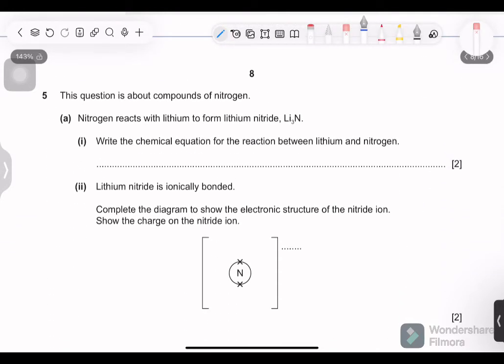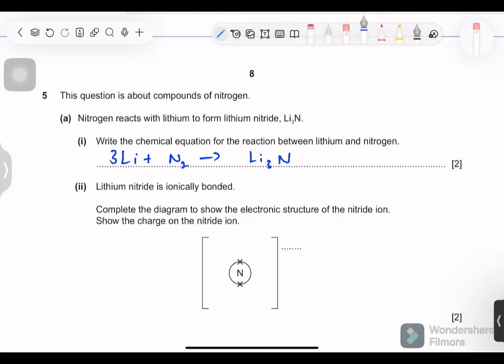This question is about compounds of nitrogen. Nitrogen reacts with lithium to form lithium nitride. Write the chemical equation for the reaction between lithium and nitrogen. So lithium is in group 1, nitrogen is in group 5. Lithium plus nitrogen will be lithium nitride, and they've given the formula, so no need to worry about the formula. Just the balancing you need to care about.